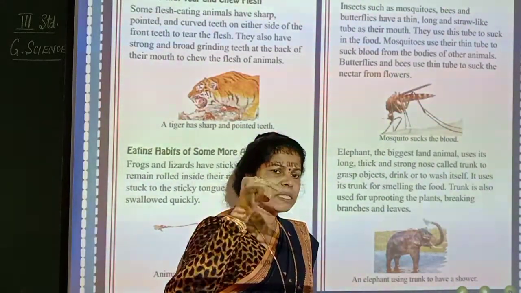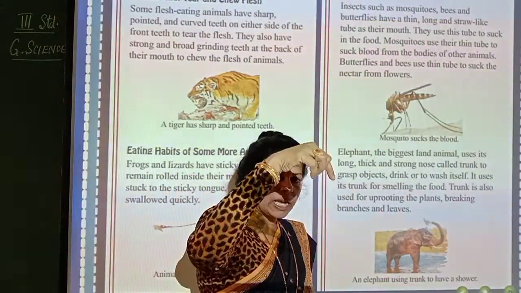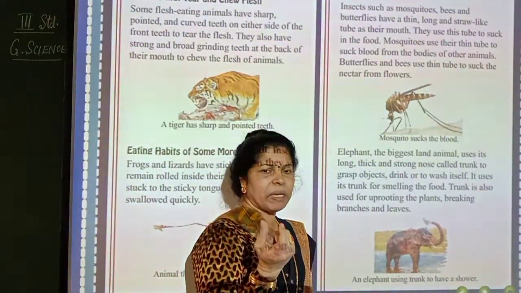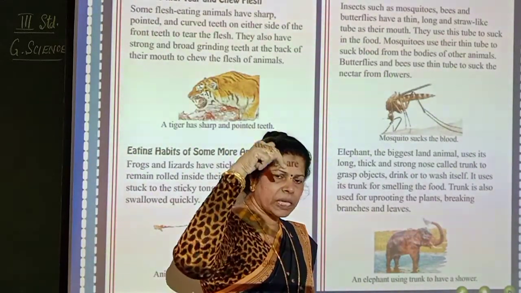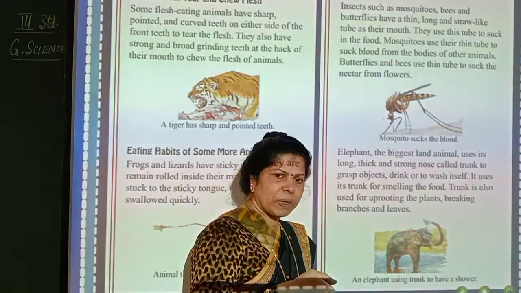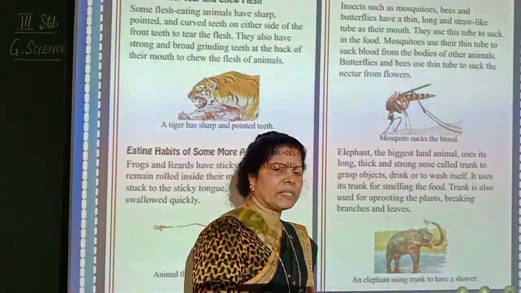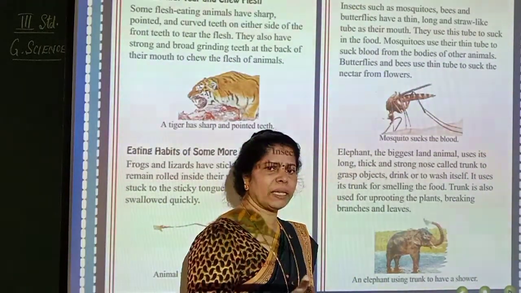It will pass this tube into the flower. Inside the flower there is nectar. That means a sweet juice-like substance will be there. That is called nectar. So it just pierces the tube into the flower. When it pierces, what is happening? And then it sucks. When it sucks, what happens? The nectar which is there in the flower will be taken inside.